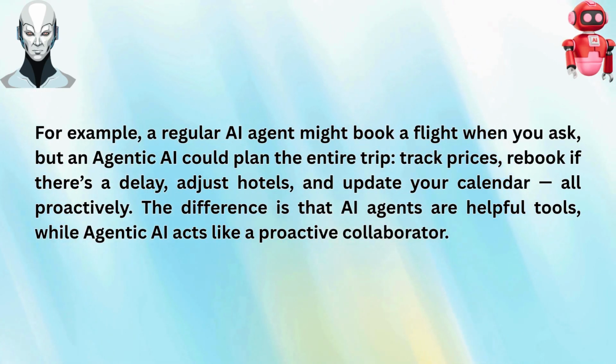For example, a regular AI agent might book a flight when you ask, but an agentic AI could plan the entire trip, track prices, rebook if there's a delay, adjust hotels, and update your calendar, all proactively. The difference is that AI agents are helpful tools, while agentic AI acts like a proactive collaborator.